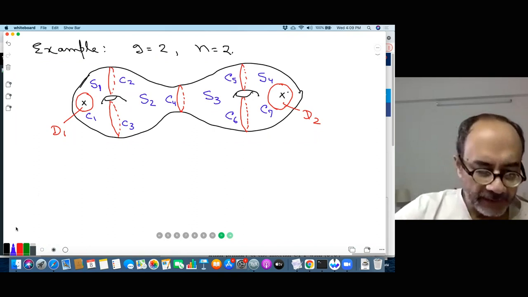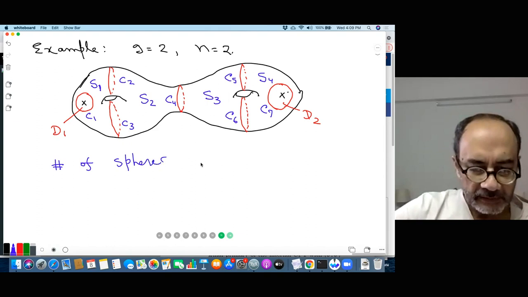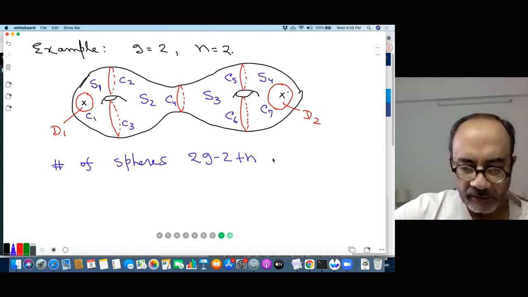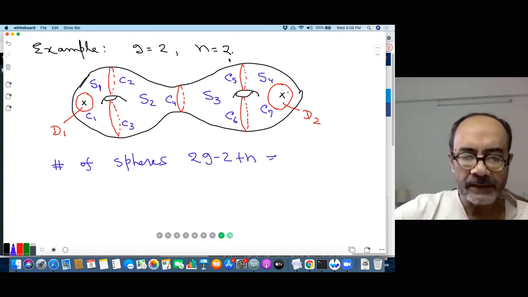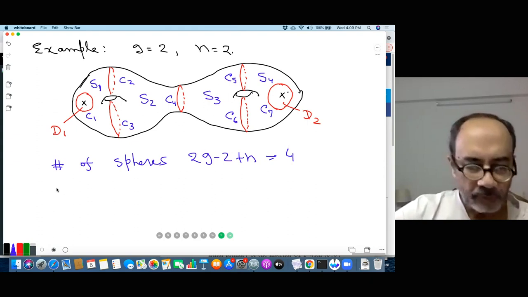What I had claimed earlier is that the number of disks is, of course, the number of punctures, that's two. The number of spheres was 2G minus 2 plus N. So how much should that be? G equal to 2, so that's 4 minus 2 is 2, plus 2, that's 4. And indeed there are four spheres, 1, 2, 3, 4.